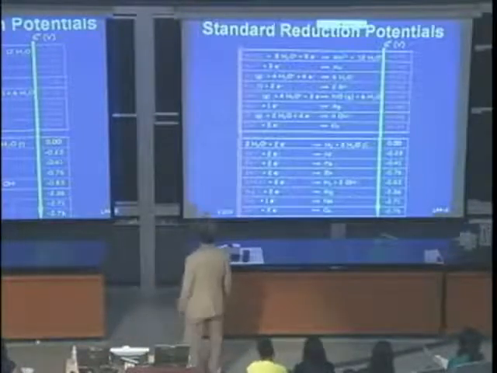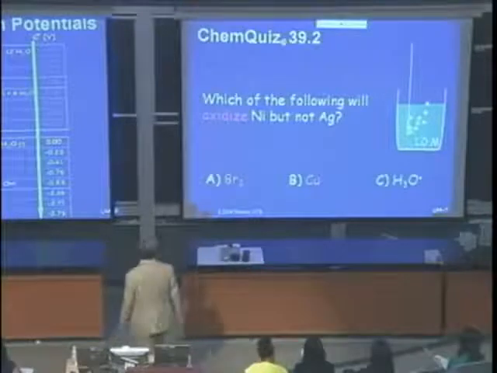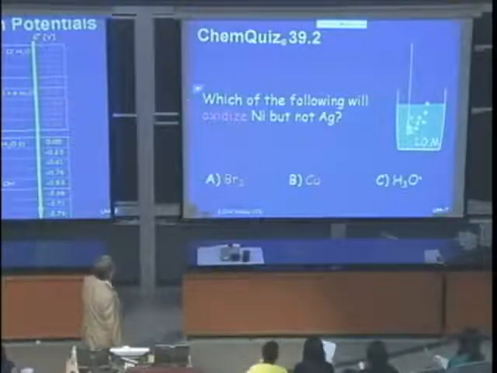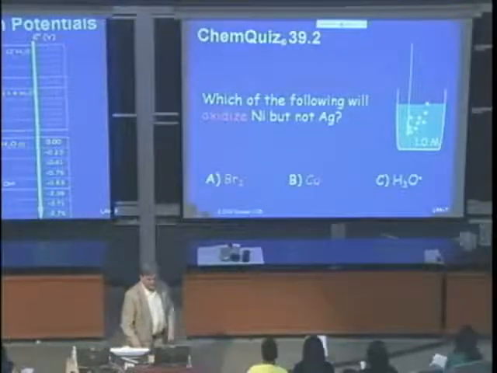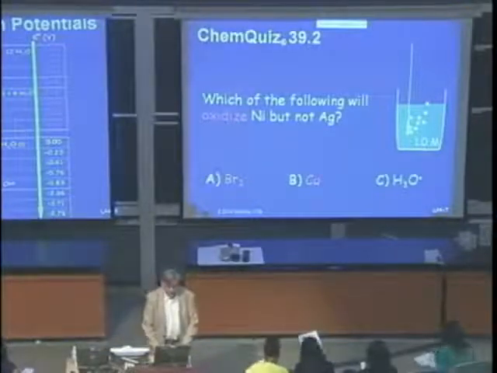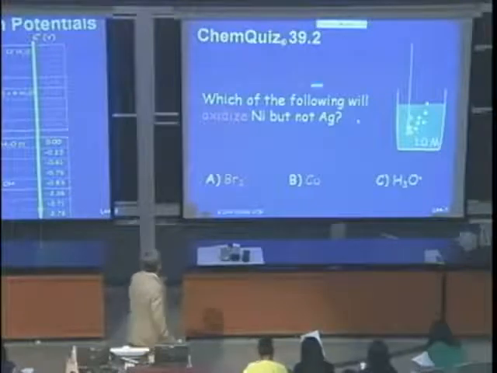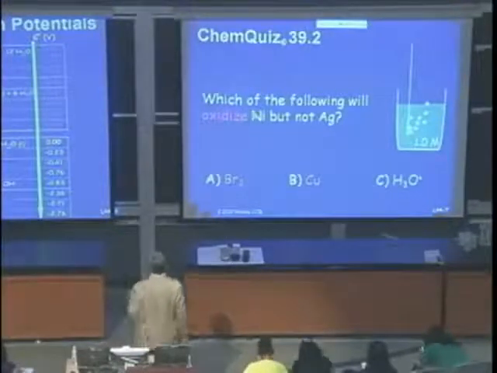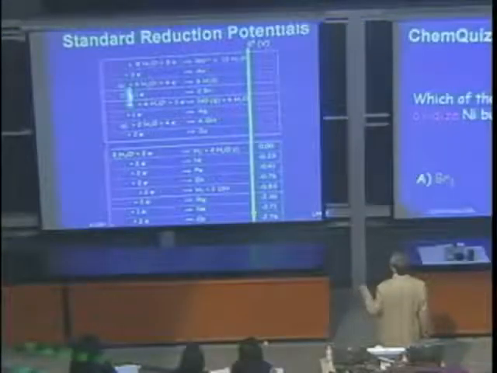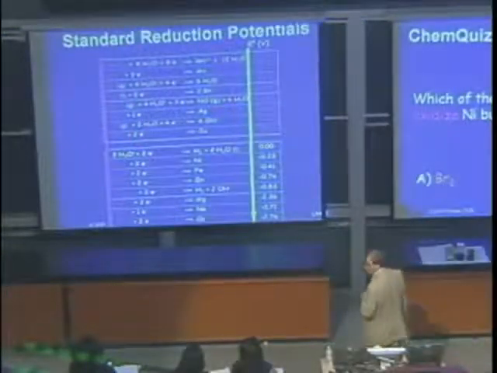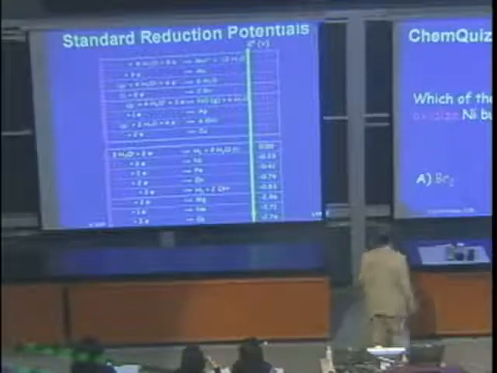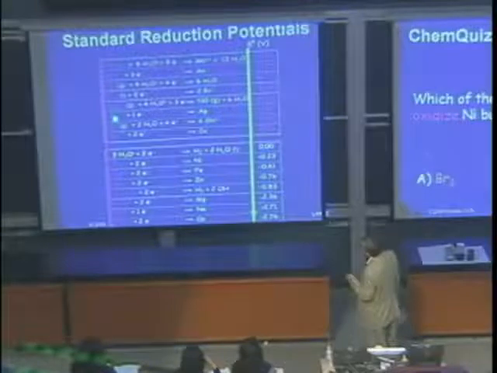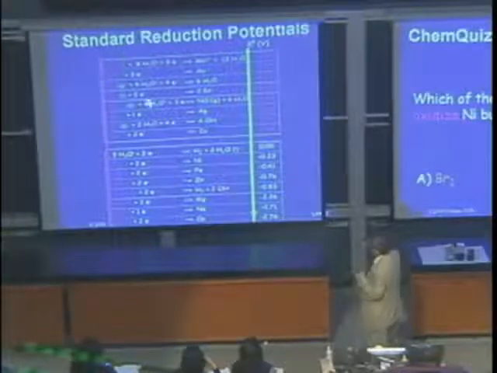There it is. Which of the following will oxidize nickel but not silver? Everybody got to have this right now. Which of the following will oxidize nickel but not silver? So obviously, if nickel gets oxidized, that means the reaction for nickel goes in this way. So everybody above will do that, all right? But silver is also above. So if this gets oxidized, that would be oxidizing silver, anything above silver.